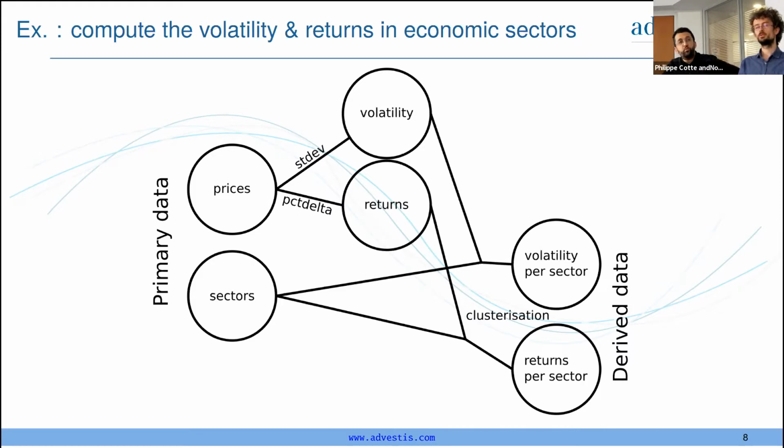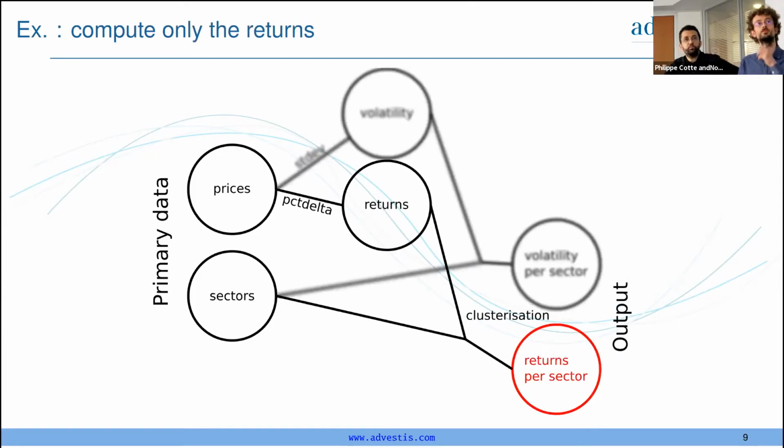So what we would like to do here is parallel computation, and for example run a subgroup of the graph in order to save time. If we have the possibility to run a subgroup, the graph will be like this one. If we want to just run returns per sector, the process will skip the volatility and the volatility per sector.